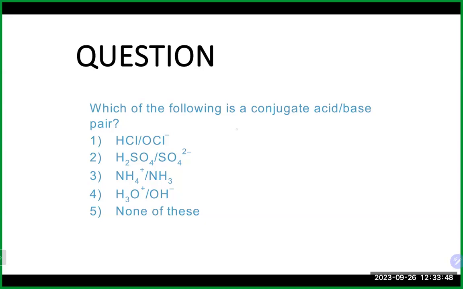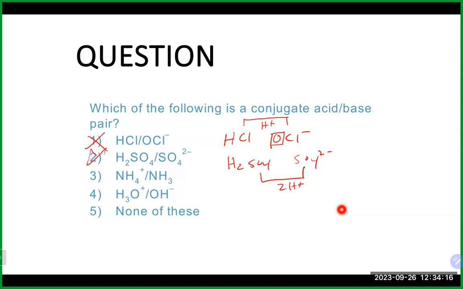Okay, let's take a look. So is the first one a pair? First one is a difference in H plus, but there's also a difference of an oxygen, which means not so much. So that would definitely not be a pair because of that. How about the second one? Second one, pair? The difference between these two is two hydrogens, which means not a pair. Even though they are related, they are not related in that sense of being a pair because it is actually more than one hydrogen of difference.